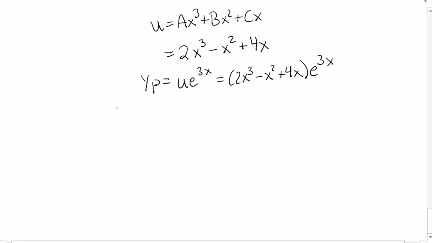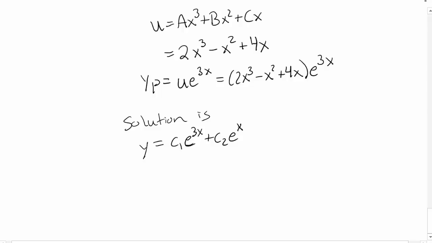So my overall solution is y equal to the homogeneous we did a long time ago, which was c1 e to the, I can't remember if I had x or 3x first. I think I had the 3x first. It doesn't really matter, I'm just trying to stay consistent.